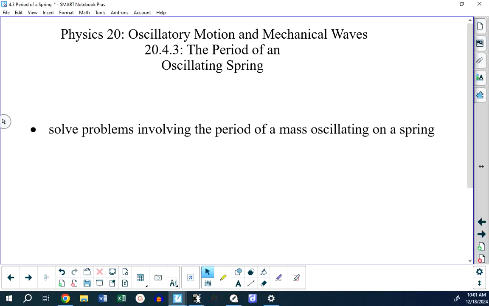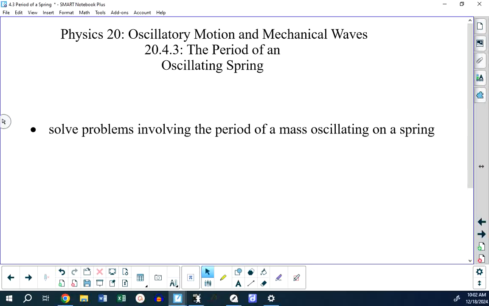So this is 20.4.3, the period of an oscillating spring. And we're solving problems involving the period of a mass oscillating on a spring. So yesterday when I had that mass hanging from the ceiling and I put a spring in between it and the string and we got it into oscillation, there's a connection between the period of oscillation and the spring constant.